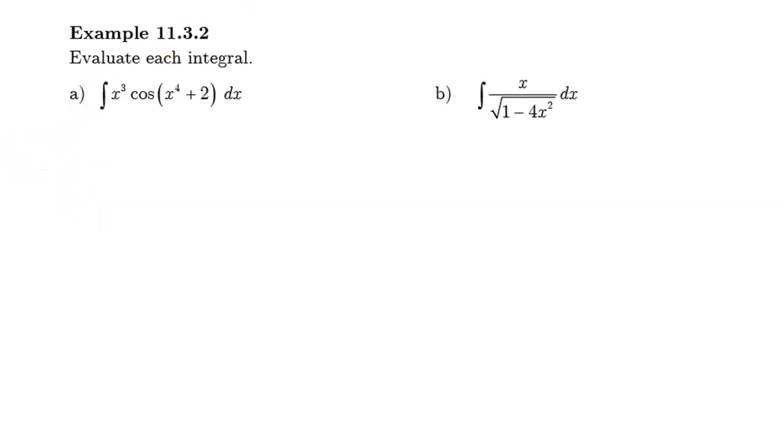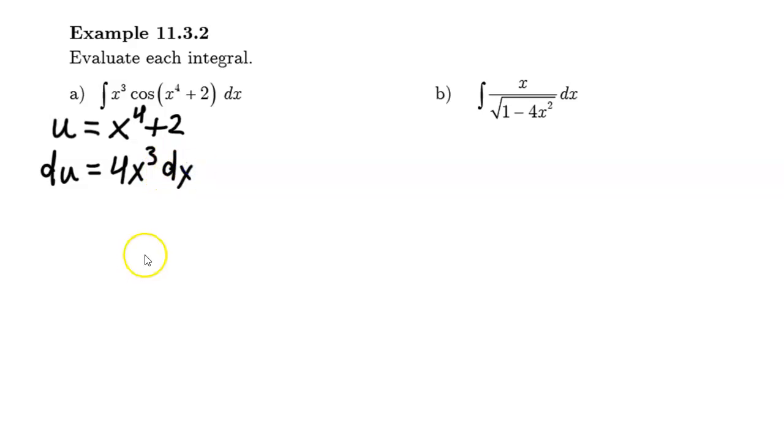If I make the substitution that u is equal to x to the 4 plus 2, then du would be equal to 4x cubed dx. Okay, so now I'm going to see how I can make use of this to simplify the integral. So first of all, I don't have a 4 anywhere in here except as an exponent. So what I can do is I can divide both sides by 4 and get a quarter du is equal to x cubed dx.